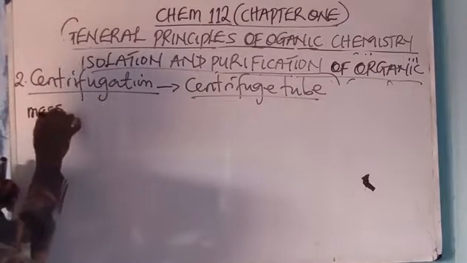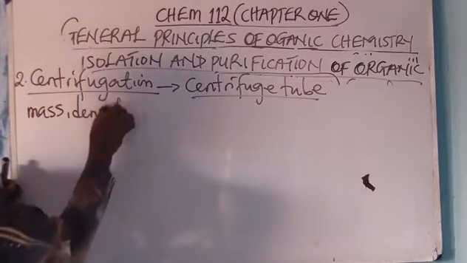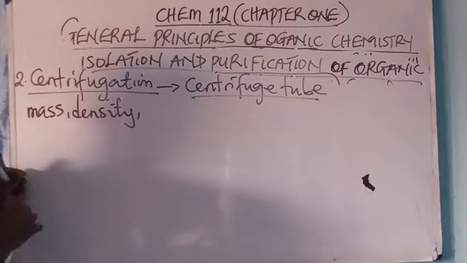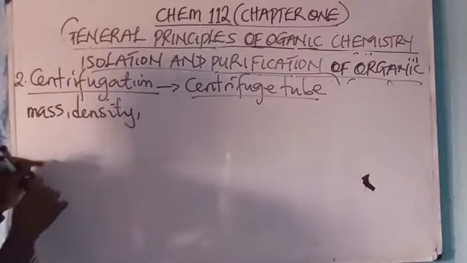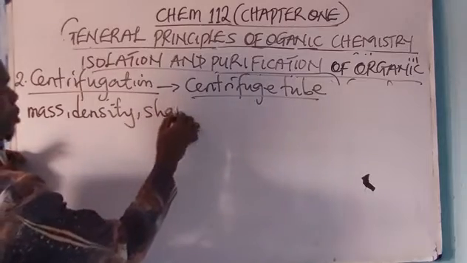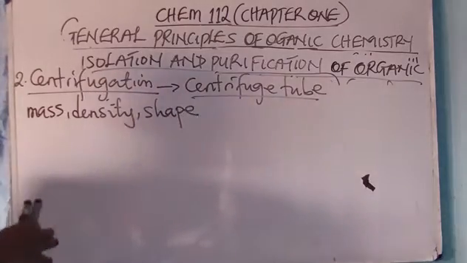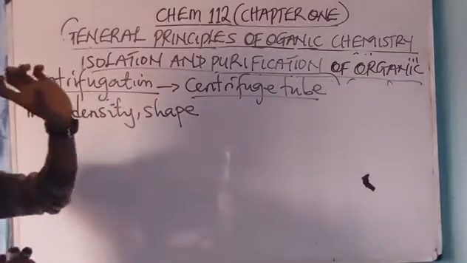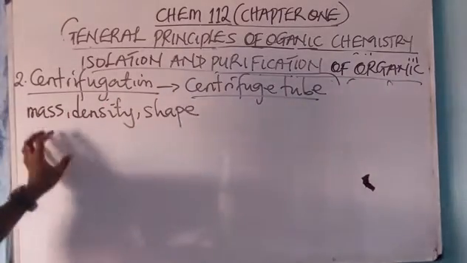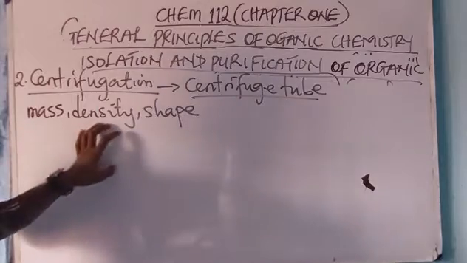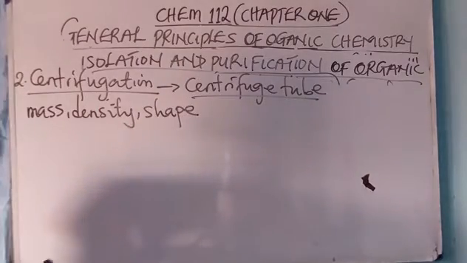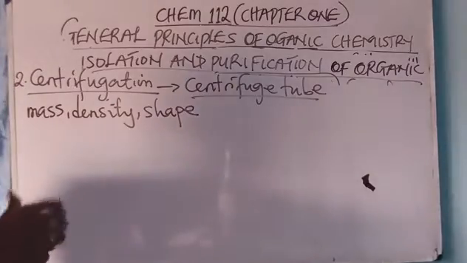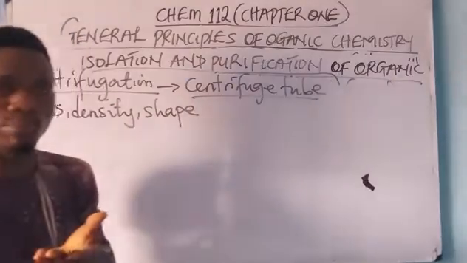Mass, density, and shape. Good. Which means that the compounds that must be separated through centrifugation must have the following characteristics, based on their mass, density, and what? Shape. Which means that the one with higher density will settle at the bottom of what?